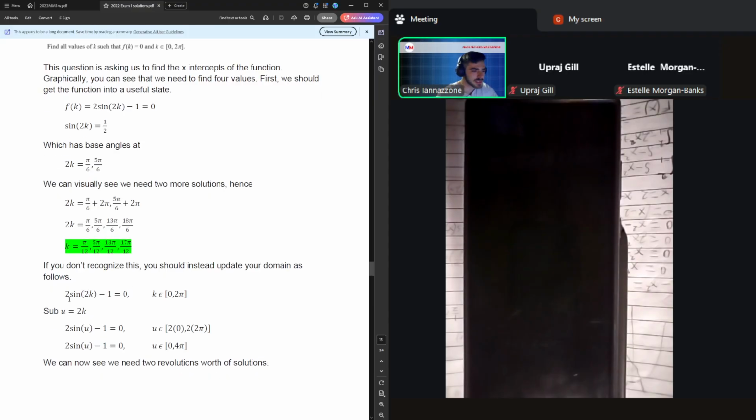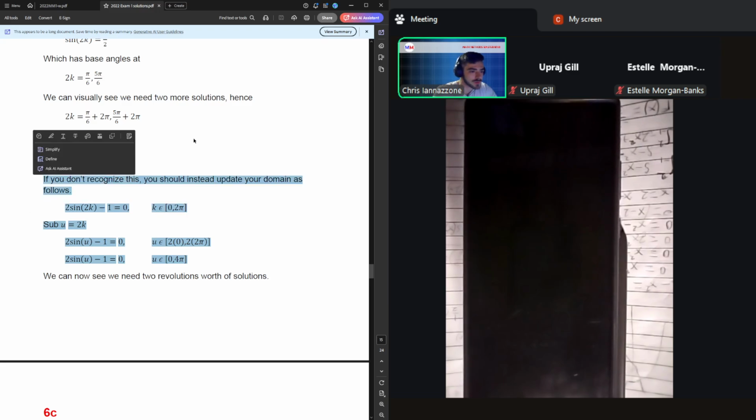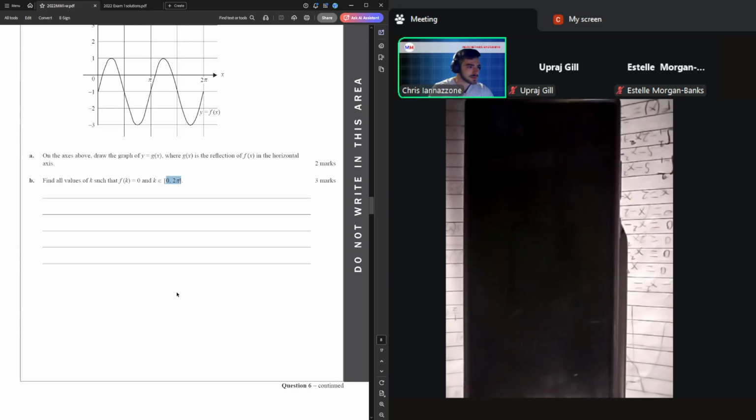Another thing you could have done to make it more bulletproof to never forget the second set of solutions is to do the substitution method, where you rewrite your full domain in terms of a dummy variable u, and then it becomes a bit more obvious that you've got to get 2 solutions. Takes longer, yep, but it depends on where you're at if you would like doing that sort of thing. That's that one.